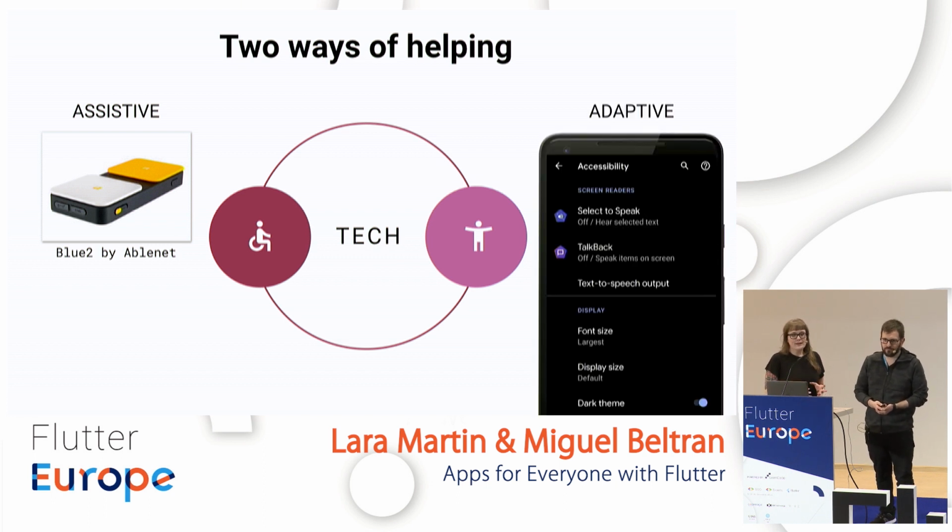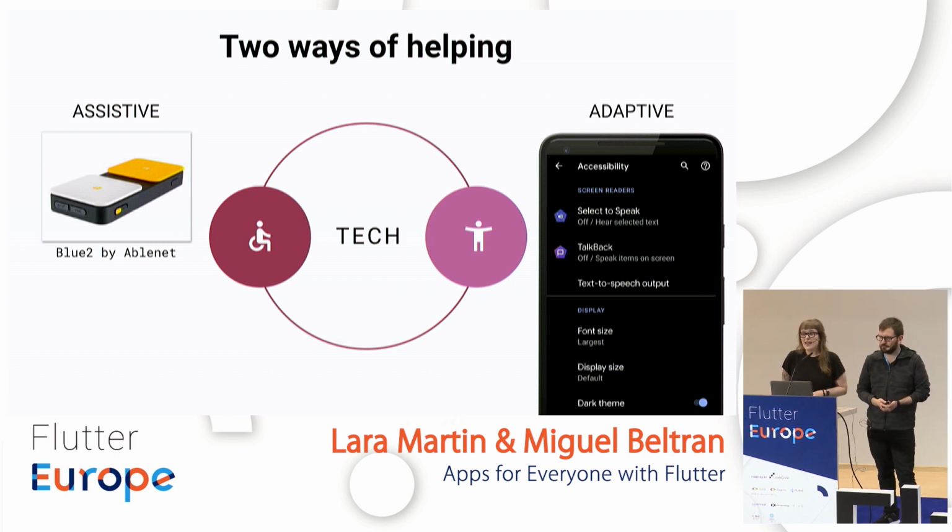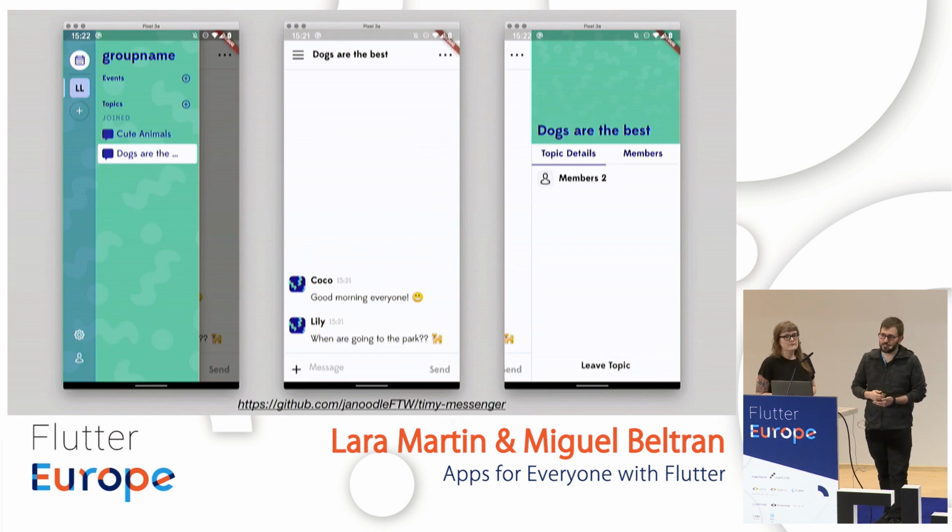Another way of helping is with adaptive technology. This means to adapt existing technology to enable a person to perform a task. And that is what we are going to focus on today. Learn to adapt your Flutter applications. To do that, and for this talk, we will take an existing Flutter app, and then we will evaluate the current status regarding accessibility, and then we will fix it.